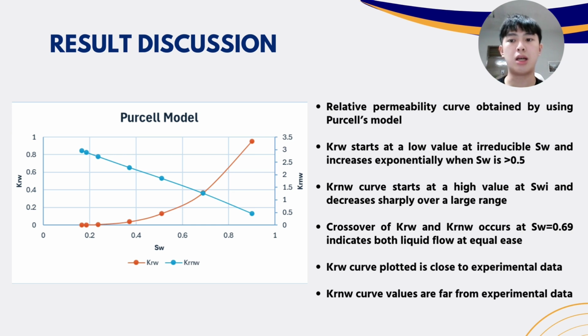Next, we can see that the KRW and KRNW curves intersect at water saturation equal to 0.69, which indicates both liquids flow with equal ease. From this graph, we can draw the conclusion that the KRW curve plotted is close to the experimental data and the KRNW curve values are far from the experimental data.